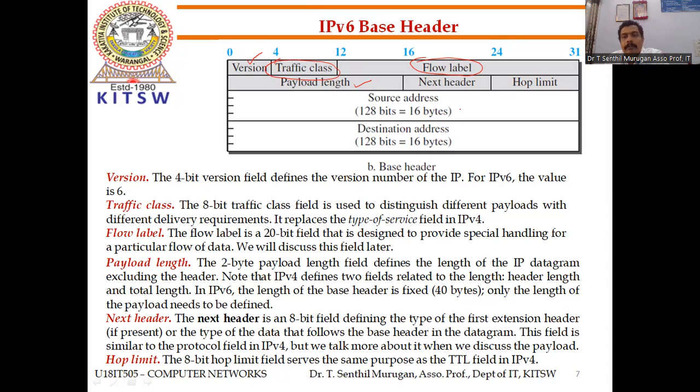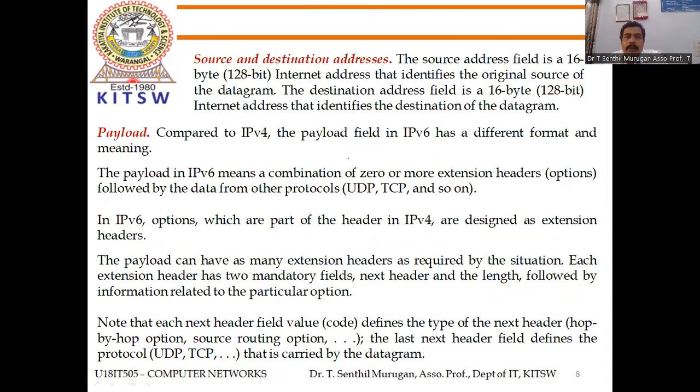And we know that an IPv6 address has 128 bits. This is the source address, this is the destination address. The source address and destination address will be processed by all the routers. Then the payload, which we know is different in IPv6, with a different format and meaning. In IPv6, it is a combination of zero or more extension headers followed by the data from other protocols. So UDP data, TCP data, or any other protocol data may be there. The router is not touching the data. The routers only process the base header. That is the advantage of IPv6.